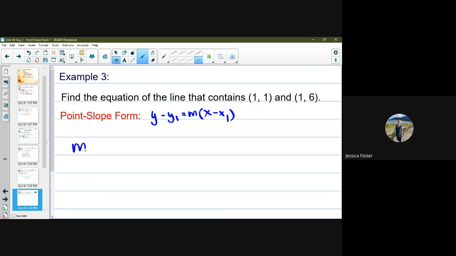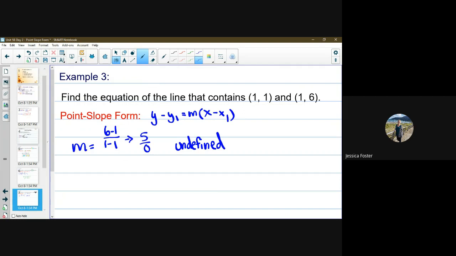So y2 minus y1. So I've got 6 minus 1 over 1 minus 1. Well, 6 minus 1 is 5. 1 minus 1 is 0. This is where we get in trouble. Because I have 0 in the denominator, my slope is then undefined. We cannot divide by a 0. I cannot have 0 in the bottom of a fraction. We call this undefined. It'll show up as an error in your calculator if you try to type it in.